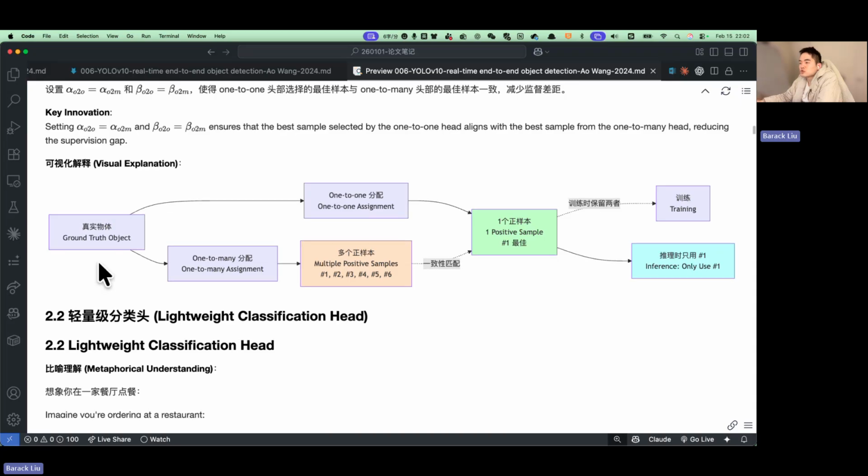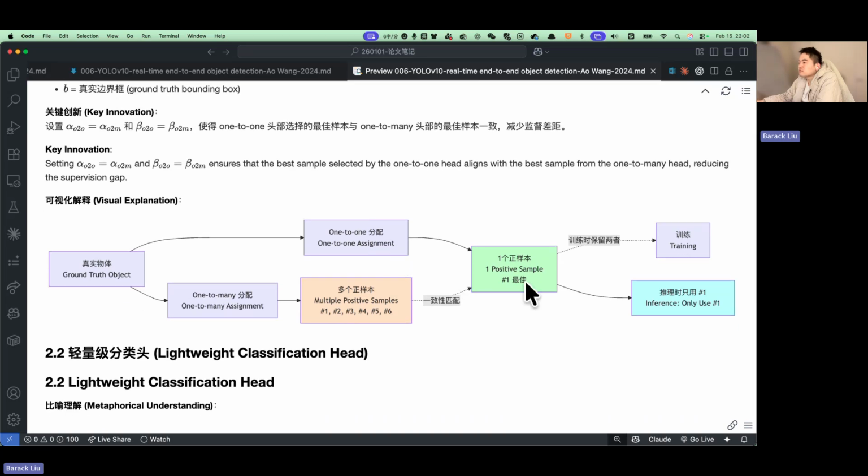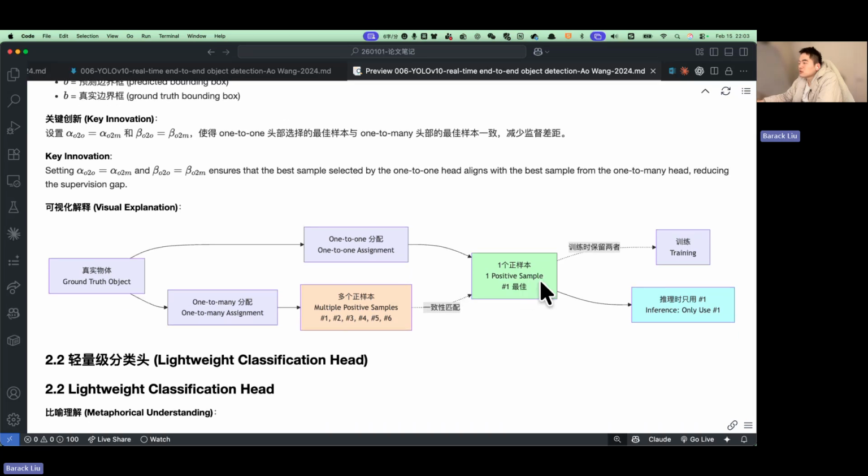So from the ground truth object, the one-to-many assignment gets multiple positive samples. One-to-one assignment gets one positive sample. Keep both for training, and only use the one positive sample for inference.